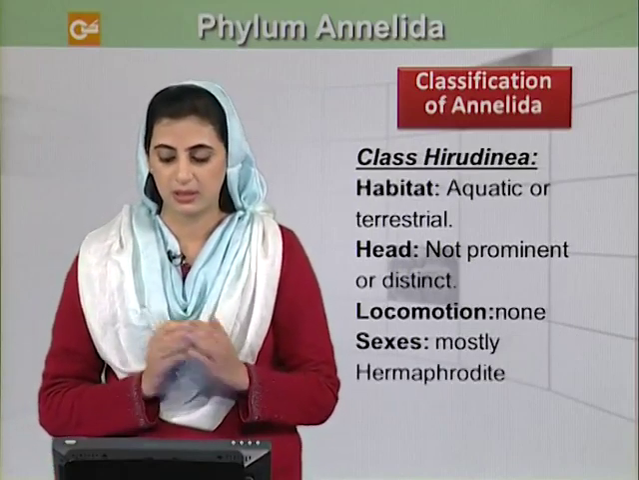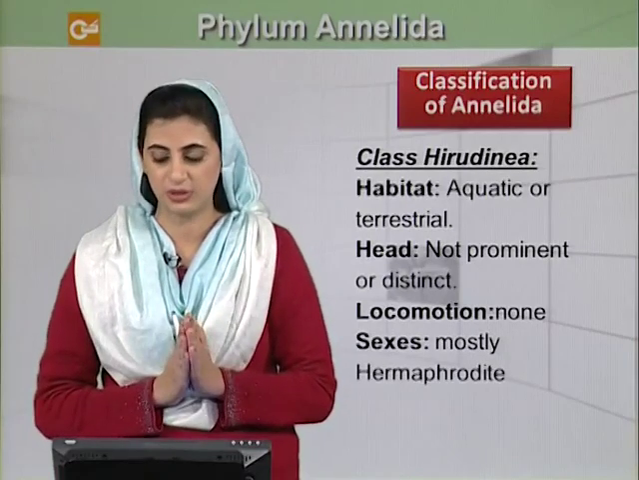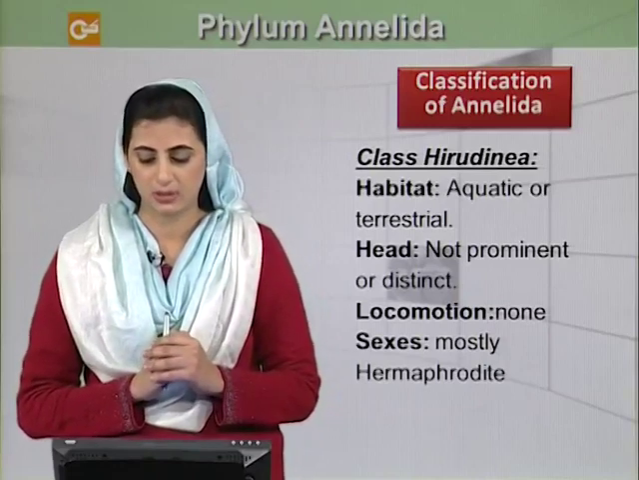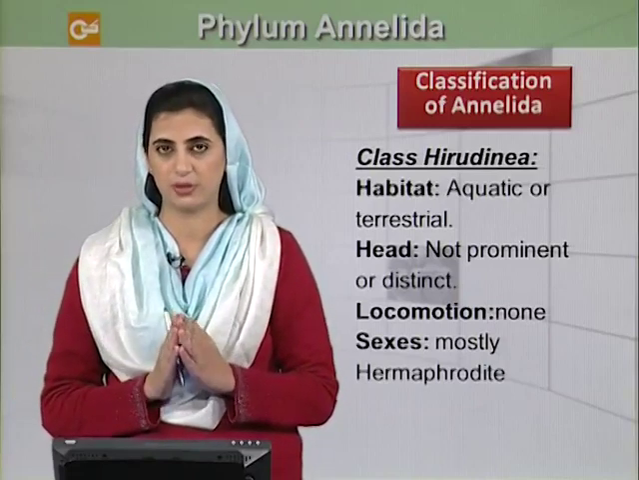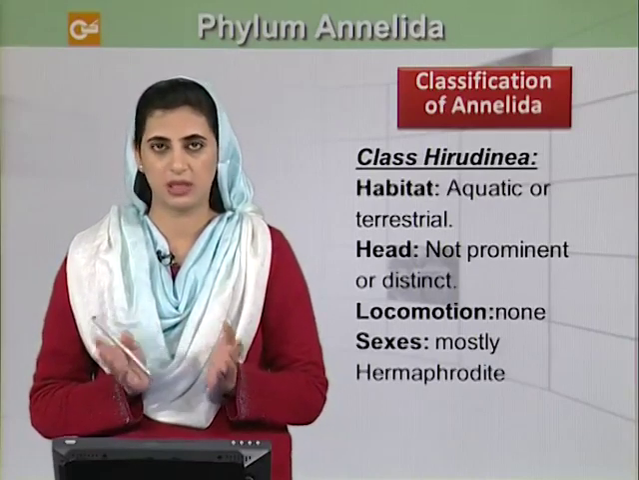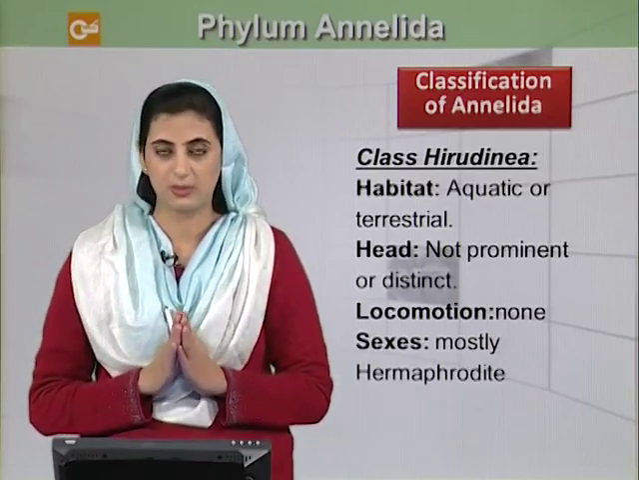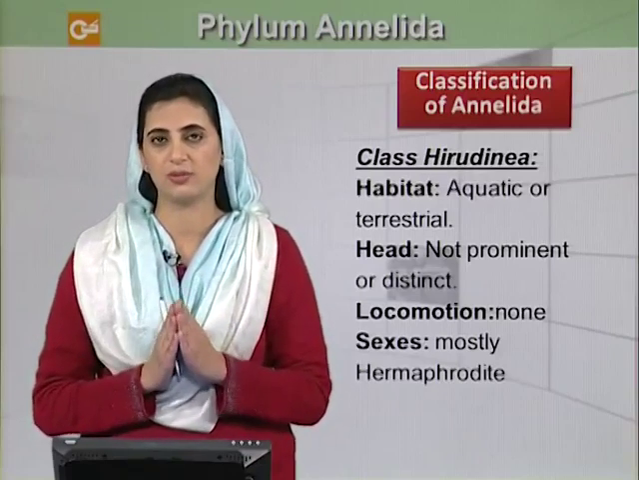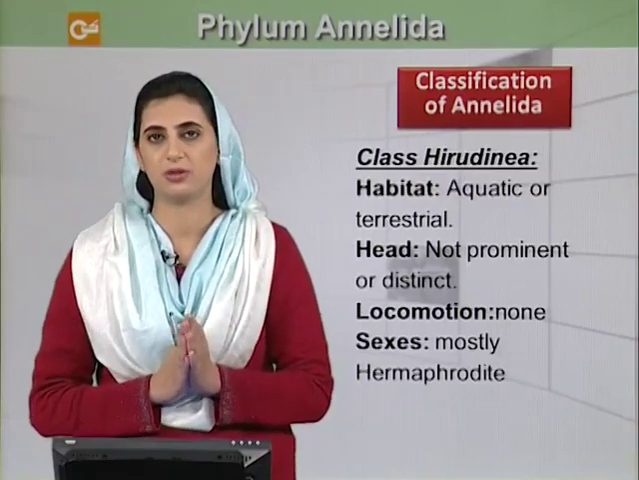And then there is class Hirudinea, which is the class of leeches, and these are aquatic or terrestrial, and their head consists of no prominent or distinct region, and their locomotory organ is none, and about their sexes, they are mostly hermaphrodite. In each organism there are both male and female reproductive organs.